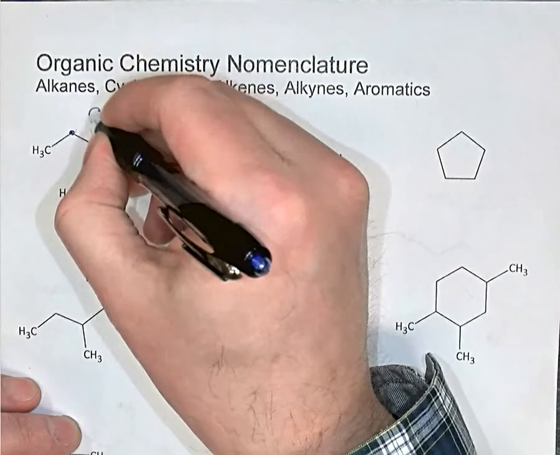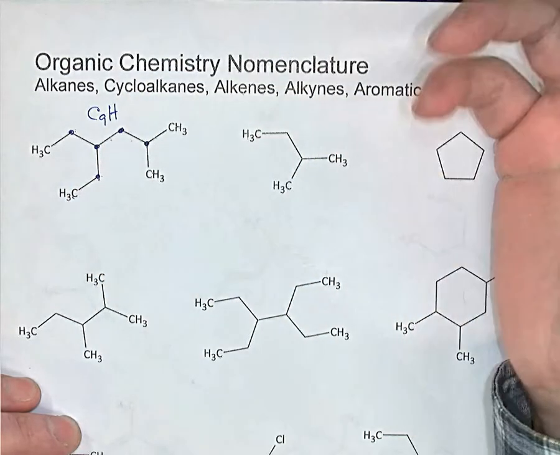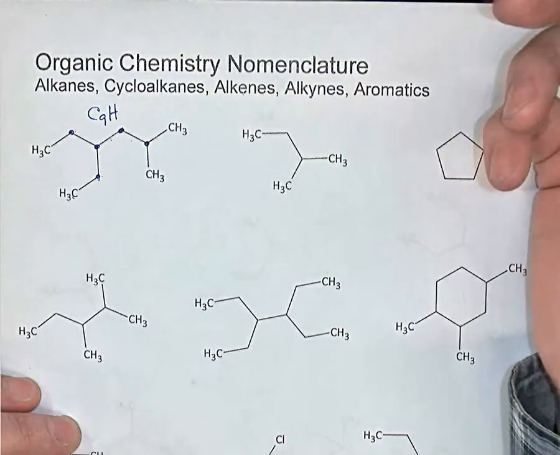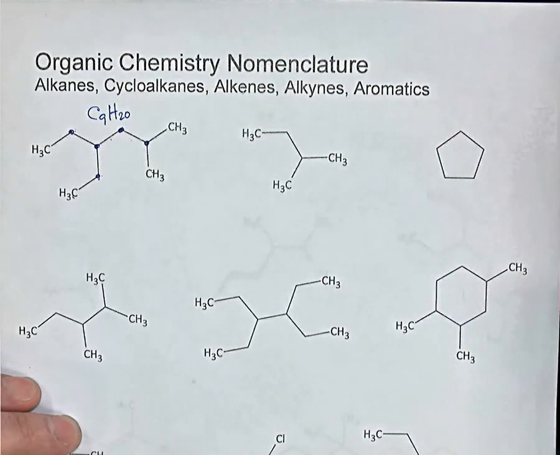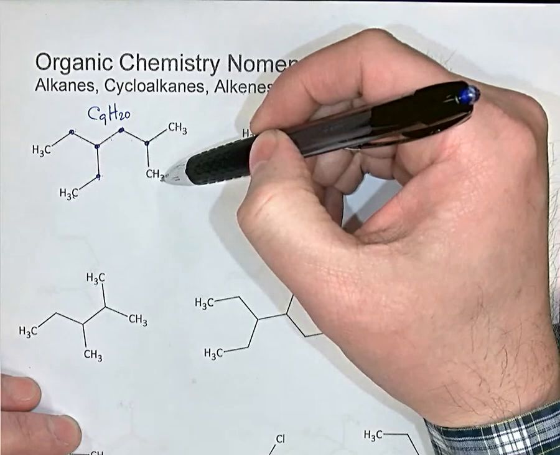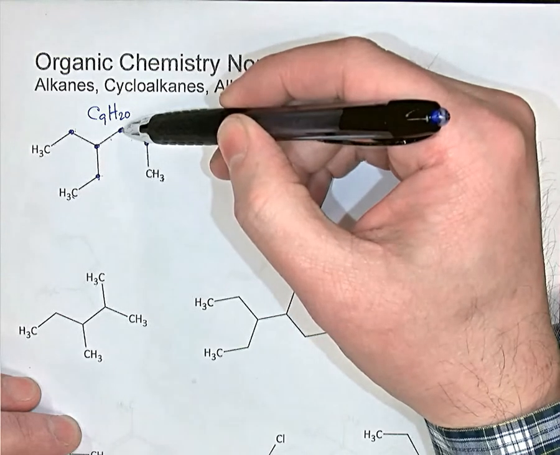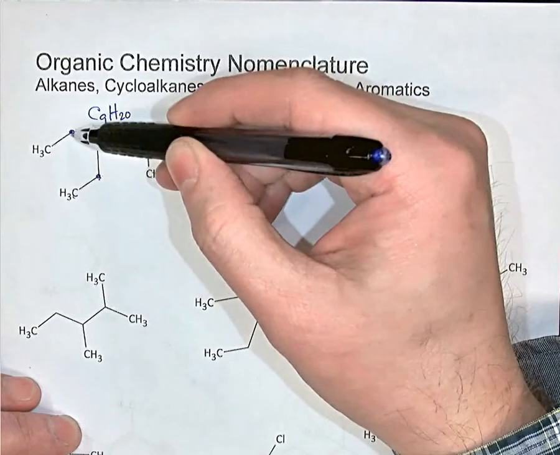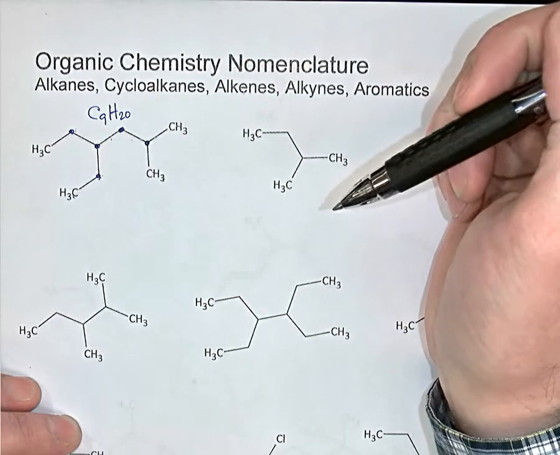This thing is C9. And then for H, we could count them up, but you might remember the generic formula for an alkane is to take the number of carbons, double it, and add 2. So there should be 20. 2 times 9 is 18, plus 2. There should be 20 hydrogens in there. I want to double check. 3 plus 3 is 6, plus 1 is 7, plus 2 is 9, plus 1 is 10, plus 2 is 12, 14, and then 17 and 20. So C9H20 would be the formula.